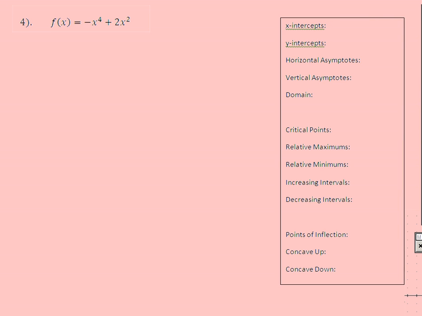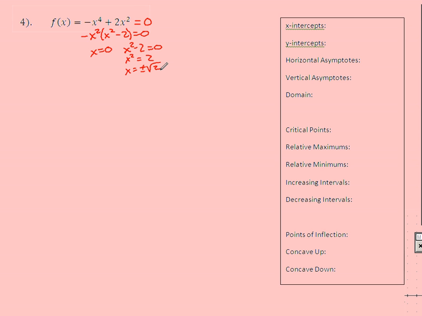Final one, f of x equals -x to the 4th plus 2x squared. To find the x and y intercepts, I'm going to find the x intercepts first, which means y equals 0. Let me factor this. I'll pull out a -x squared to get x squared minus 2. That means x equals 0, and x squared minus 2 equals 0, or x squared equals 2, x equals plus or minus the square root of 2.